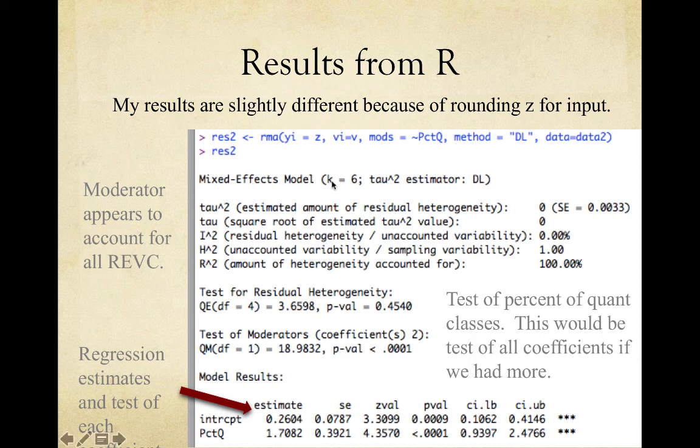It says it's a mixed-effects model with 6 studies. Tau squared estimator is DerSimonian and Laird. It says its estimated residual variance is 0, and tau is 0, and I squared is 0. So it looks like the moderator accounts for all of the random effects variance in this. Residual heterogeneity says it's not significant. Test of moderators. Okay, so this is the coefficient here. It's got 1 degree of freedom. We got a Q value of 18.9, p value of 0. So this is the test of the moderator.